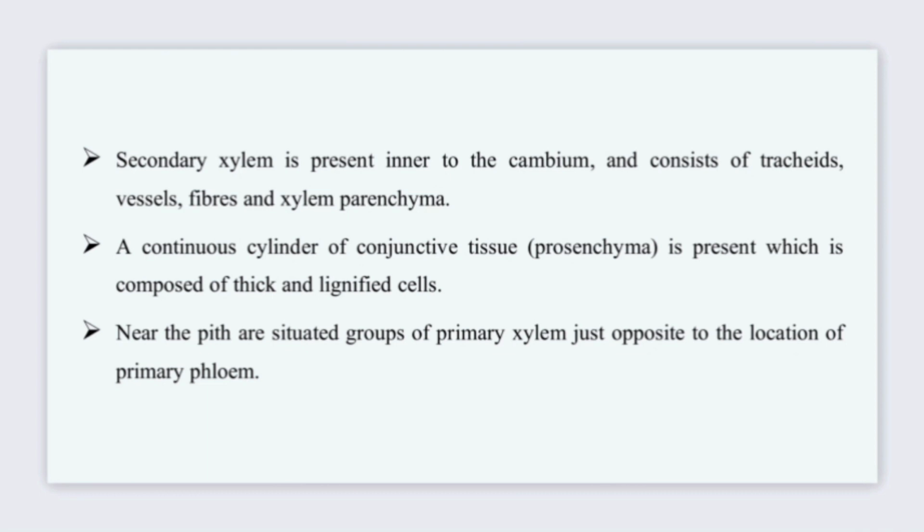A continuous cylinder of conjunctive tissue, prosenchyma, is present, which is composed of thick and lignified cells. Near the pith are situated groups of primary xylem just opposite to the location of primary phloem.